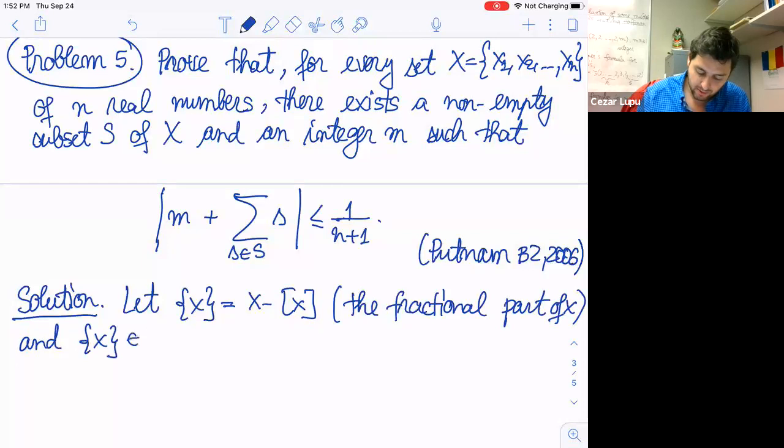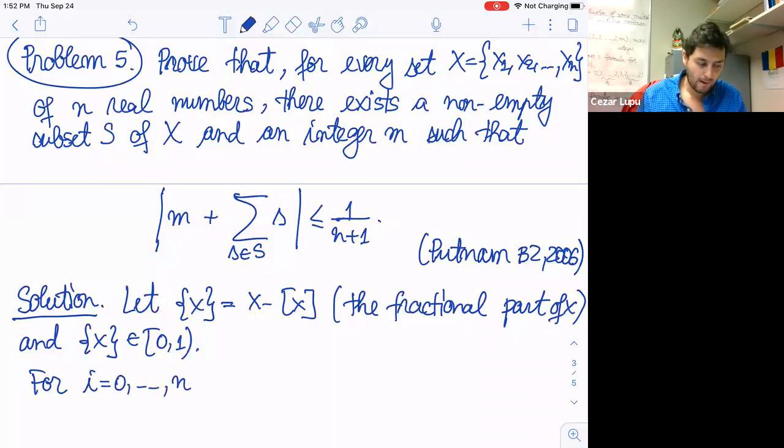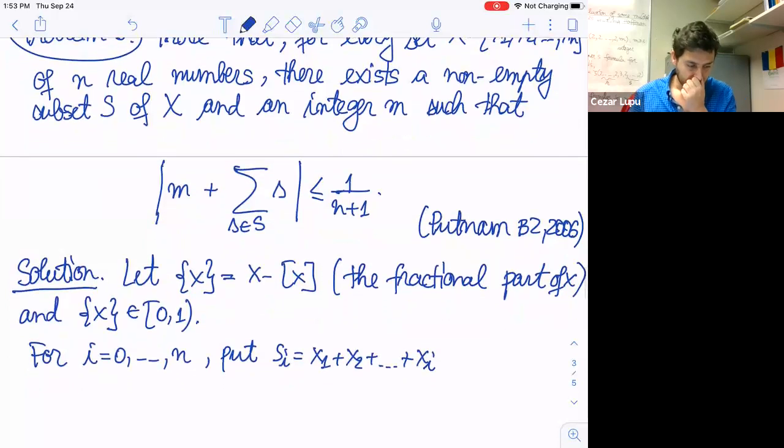So this fractional part belongs to this interval [0, 1), right? And now what I'm going to do is the following, because I'm trying to construct this set somehow. So for i going from 0 all the way to n, we put s_i to be the sum of these, so it will be x_1 plus ... x_i. Okay? And now we're going to take the fractional part of these numbers.